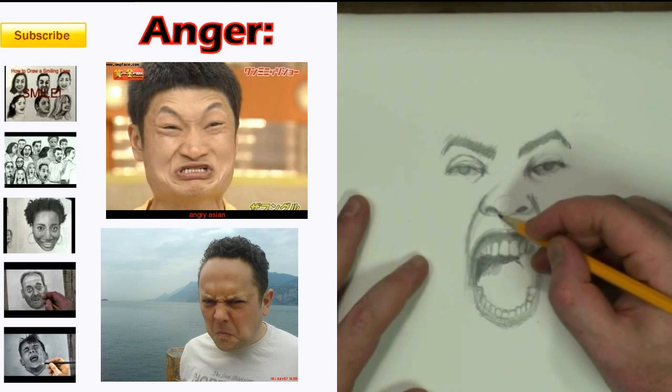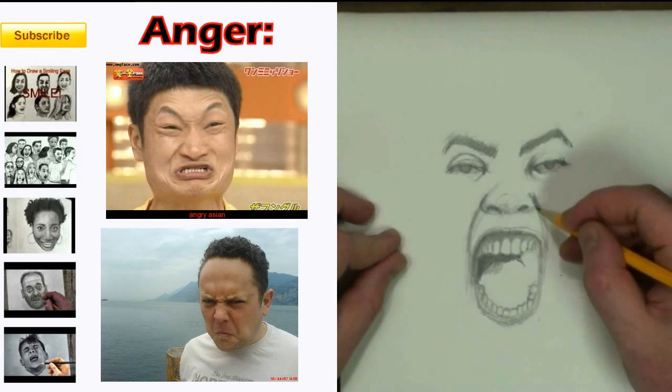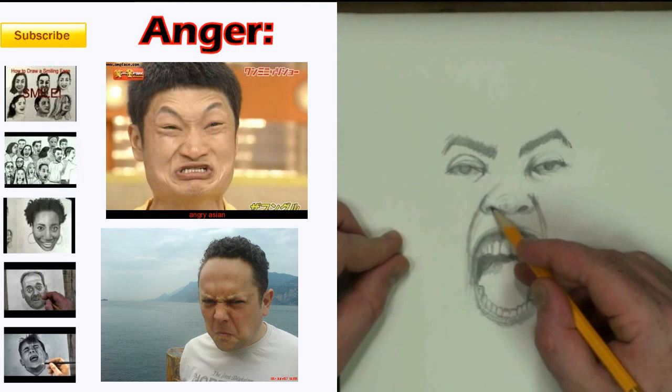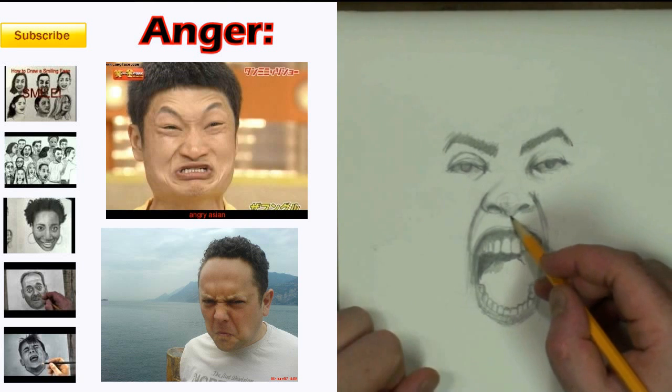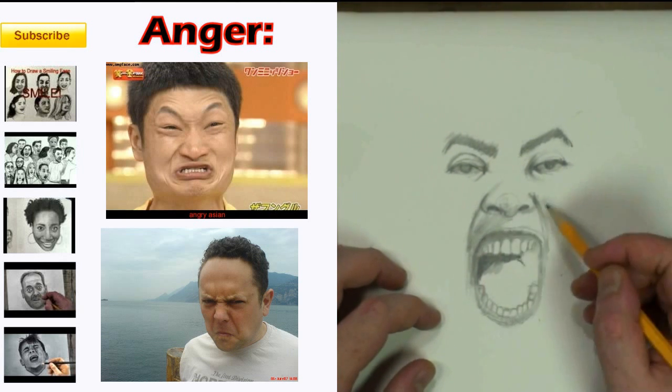Now take a look at the area underneath the nose. Notice in the top image, there's very little space between the top lip and the bottom of the nose. And notice the opposite on the bottom image.